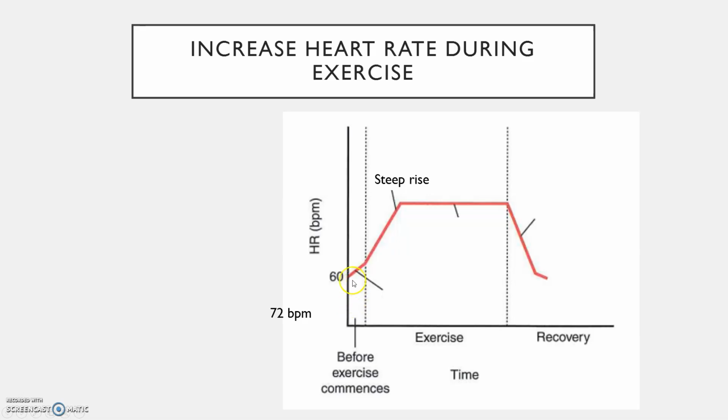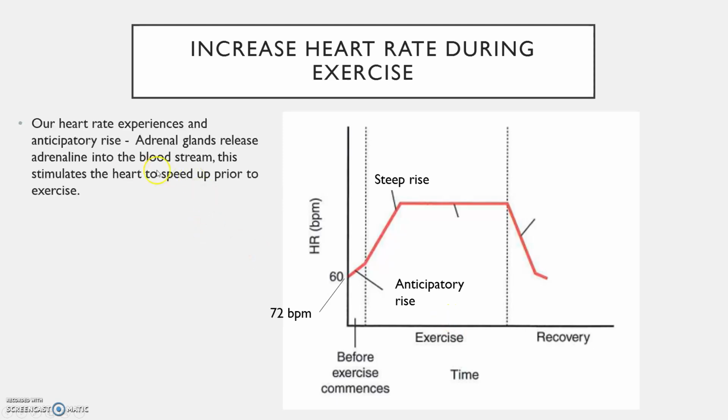If you can see here, before exercise we actually get an increase in heart rate. So let's say this is 60 beats per minute, heart rate beats per minute, this is 60. Before we actually start exercise we get an increase in that heart rate. If you remember back to Unit 7, this is called an anticipatory rise. Now, we get this due to the release of adrenaline. So heart rate experiences an anticipatory rise before exercise. This is due to the adrenal glands releasing adrenaline into the bloodstream. This stimulates the heart to speed up prior to exercise.